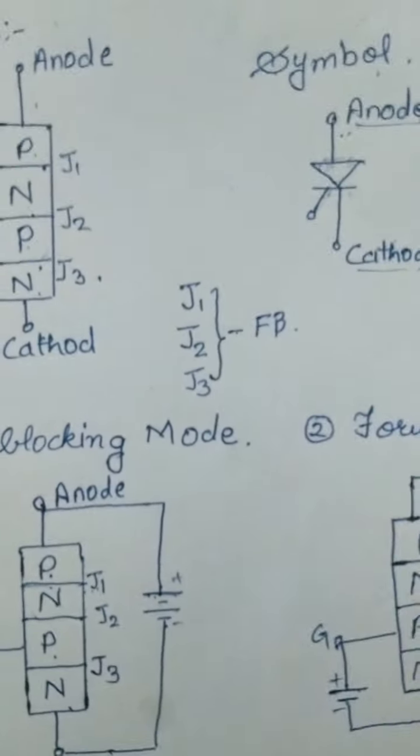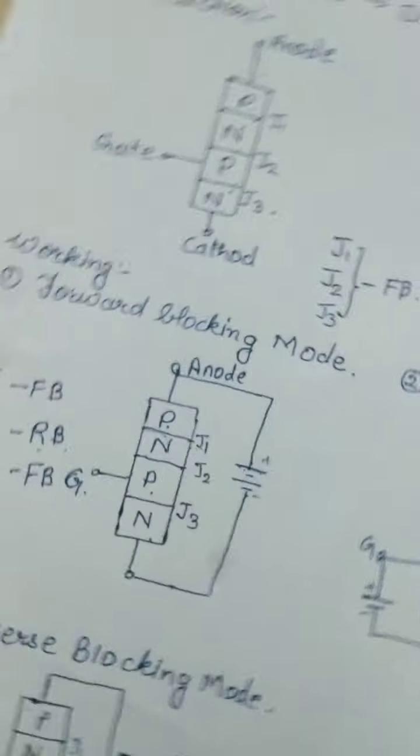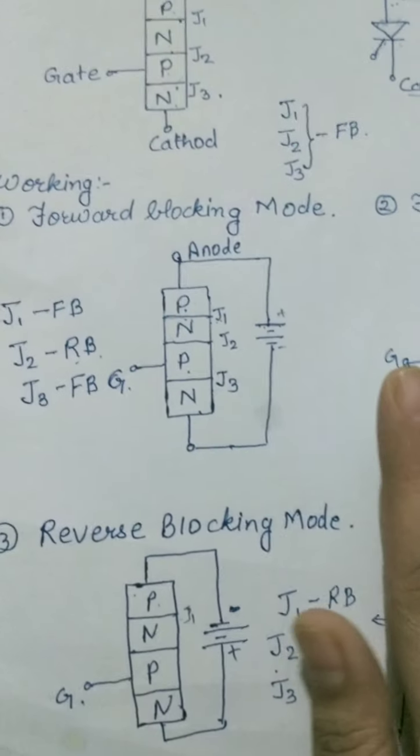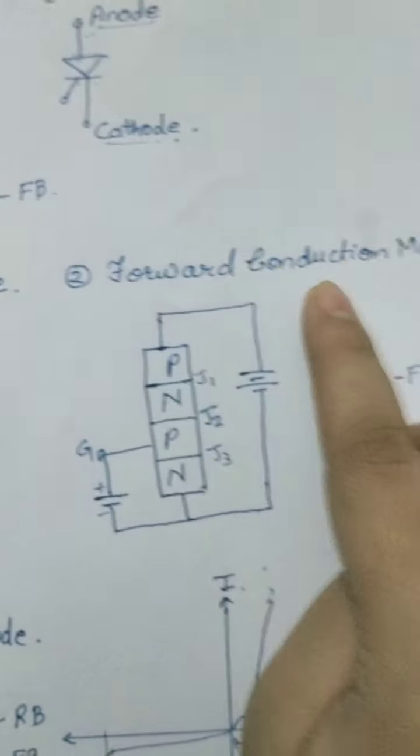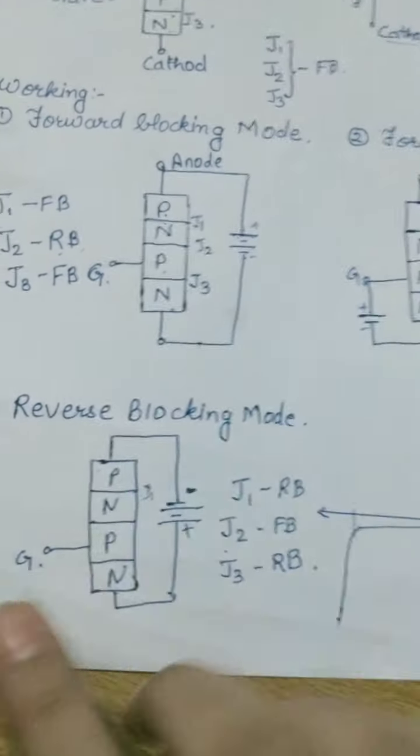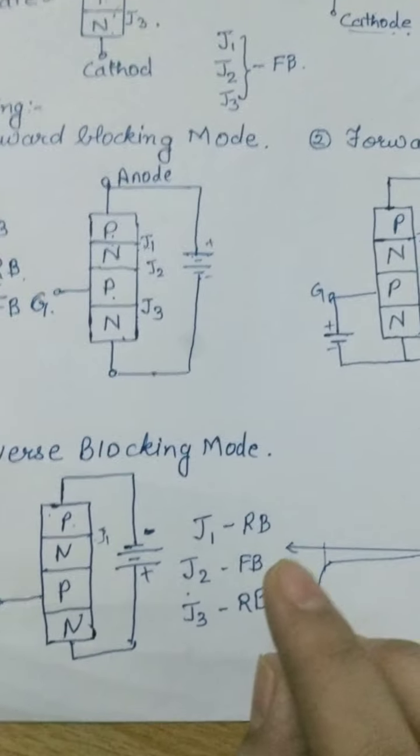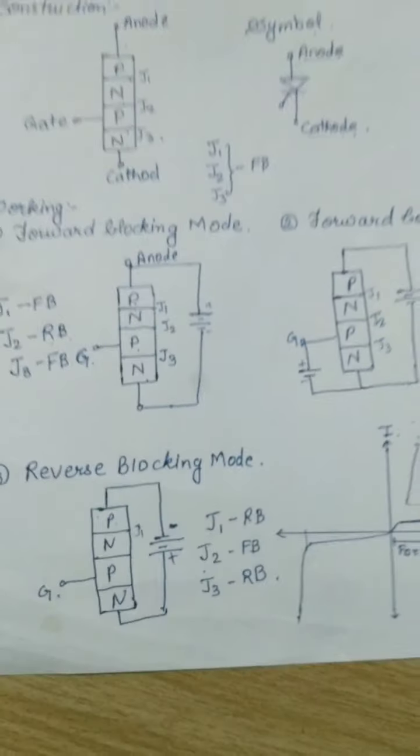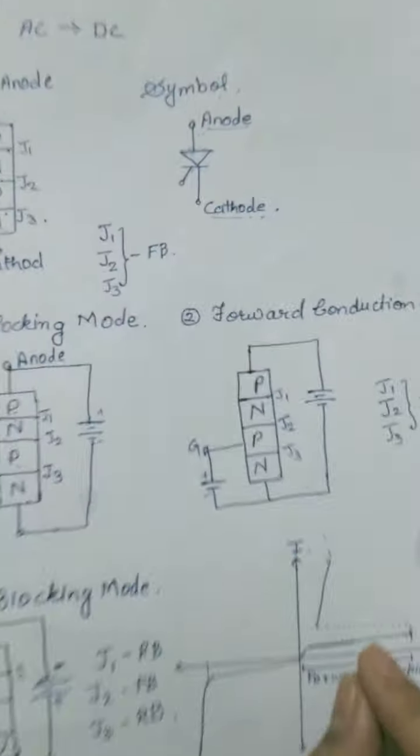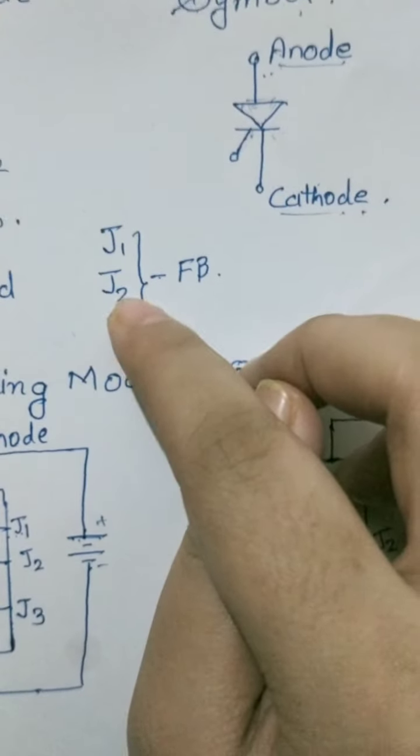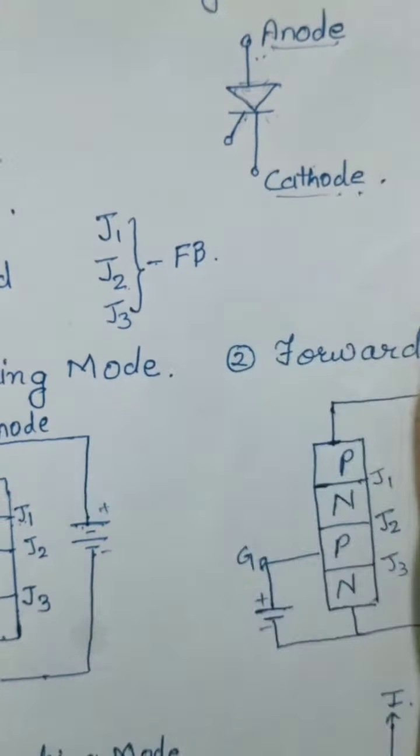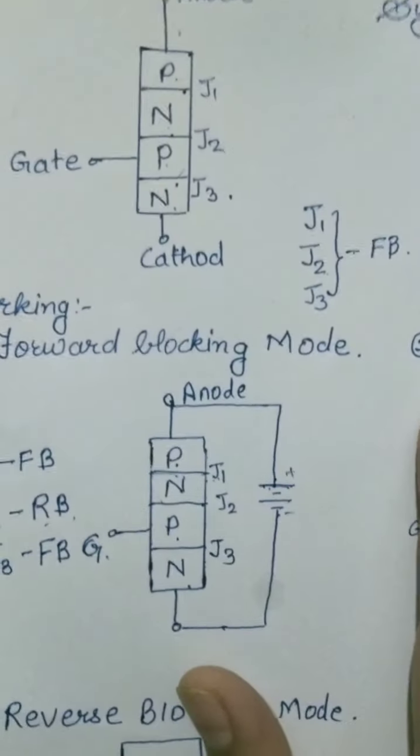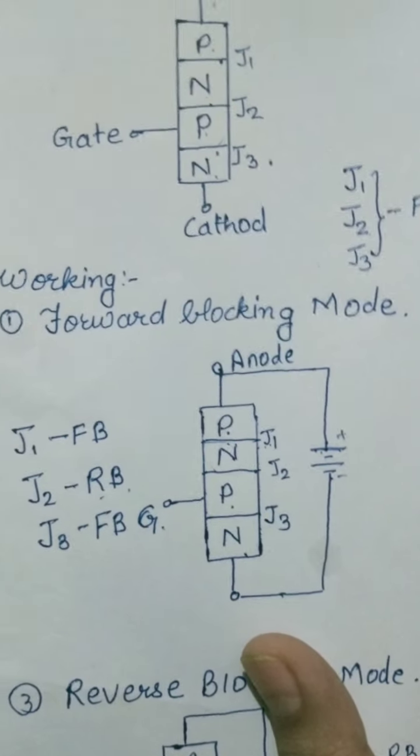It works in three modes. First one is the forward blocking mode, second one is the forward conduction mode, and the third one is the reverse blocking mode. The condition for the SCR to conduct is that all the junctions, J1, J2 and J3, must be in forward bias. Now let's discuss the forward blocking mode.